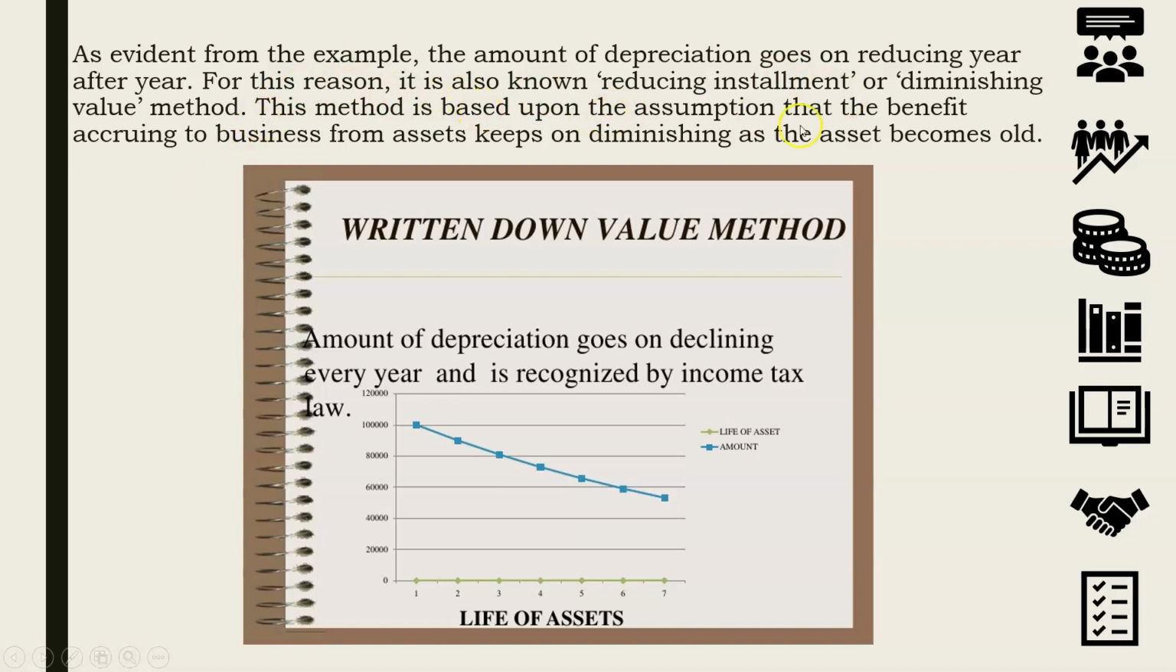This method is based upon the assumption that the benefit accruing to the business from assets keeps on diminishing as the asset becomes old. So this method tells us that the benefit that accrues from any asset into the business, say in the first year of purchasing the asset, there will be the most productivity of that machine, but year after year, the productivity of the machine will go down. So the depreciation on it will also get reduced, and the benefit accruing from that asset will also be diminished year on year.